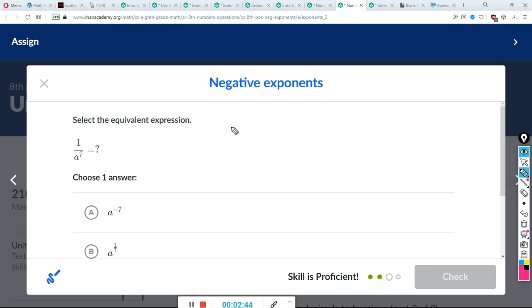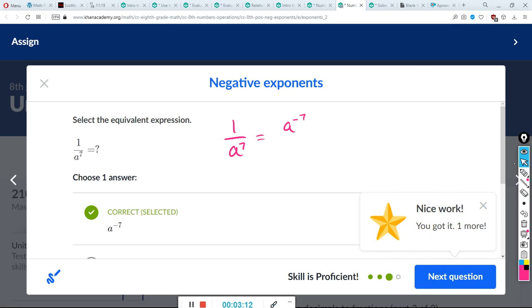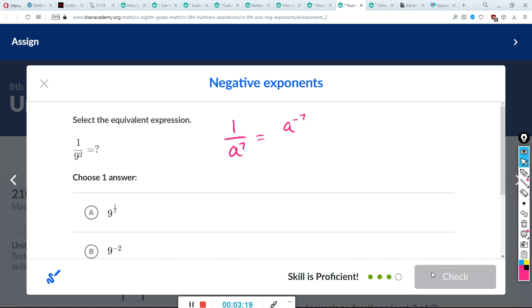Okay, here we have 1 over a to the 7th. And if you shift this into the numerator, it's just going to be a to the negative 7. And you can put it over 1 if you like, but it's unnecessary. Okay, so really, it's just a to the negative 7. And that's answer A. See, because we had this, and then we shifted this whole thing into the numerator, so we just changed the sign on the exponent.